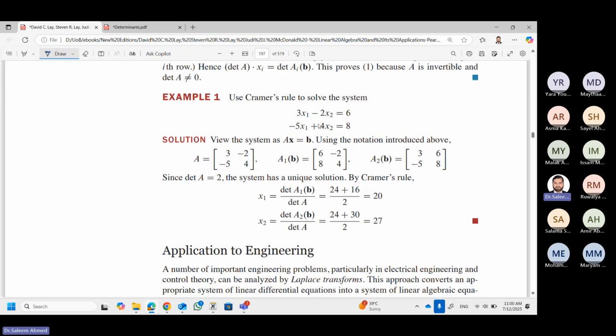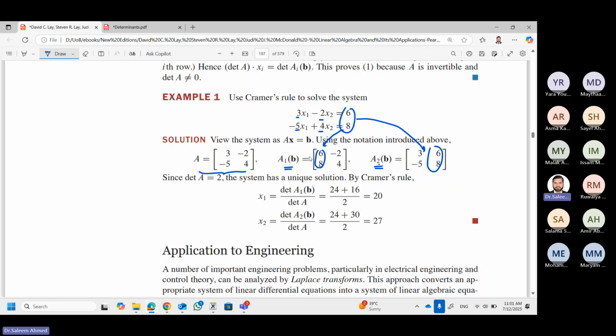First of all, if a system is given, you will write the coefficient matrix only. 3, 2, 5, 4. So see, 3, 2, 5, 4 is the coefficient matrix. From there, you can define A, because there are only two columns here, so only A1 and A2 will be there. If there were a third column, then there would be A3. So see, this is B, the right hand side. So the right hand side is replaced in the first column, and for x2, the right hand side is replaced in the second column. See? So now find the determinants of all of them.